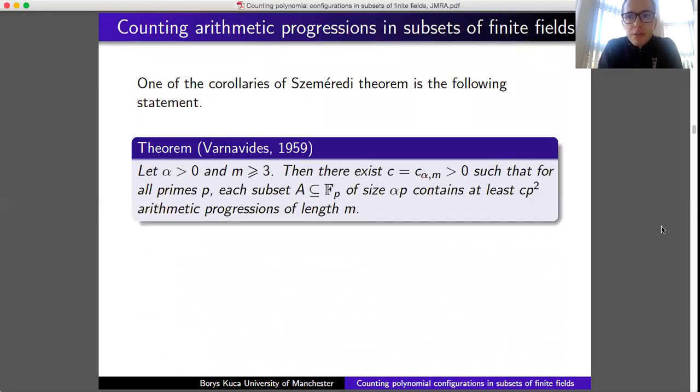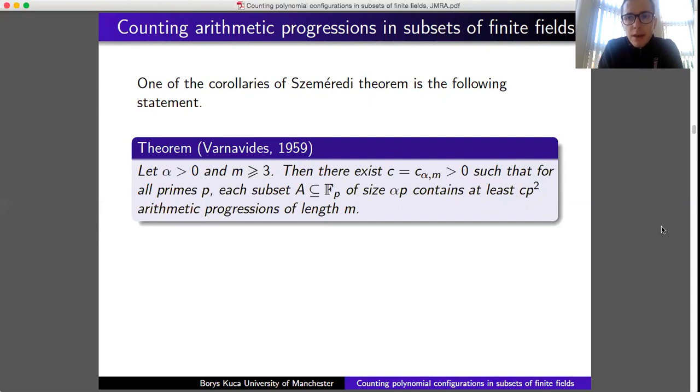Let us first answer it for arithmetic progressions. One of the corollaries of Szemerédi's theorem is the following statement. Let alpha be greater than 0 and let m be a natural number greater than or equal to 3. Then there exists some constant c depending on alpha and m, such that for all primes p and each subset of Fp of size at least alpha p, the number of arithmetic progressions of length m in the subset will be at least c times p squared.